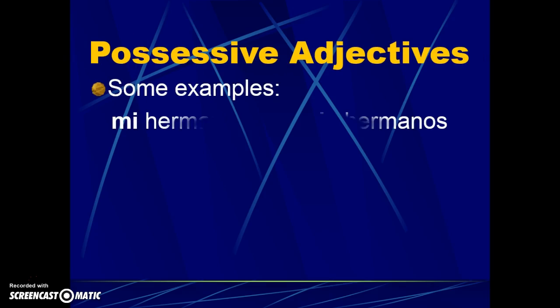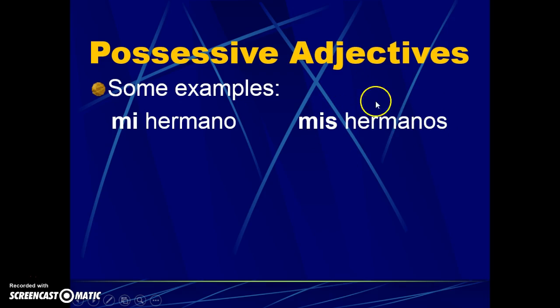Alrighty, so here are algunos ejemplos. Mi hermano, mis hermanos. So this means my brother. This means my brothers. So again, both mi and mis mean my. But hermano means brother and hermanos means brothers. So even though both mi and mis are singular, mis has to match hermanos. You can't say mi hermanos. You have to say mis hermanos.